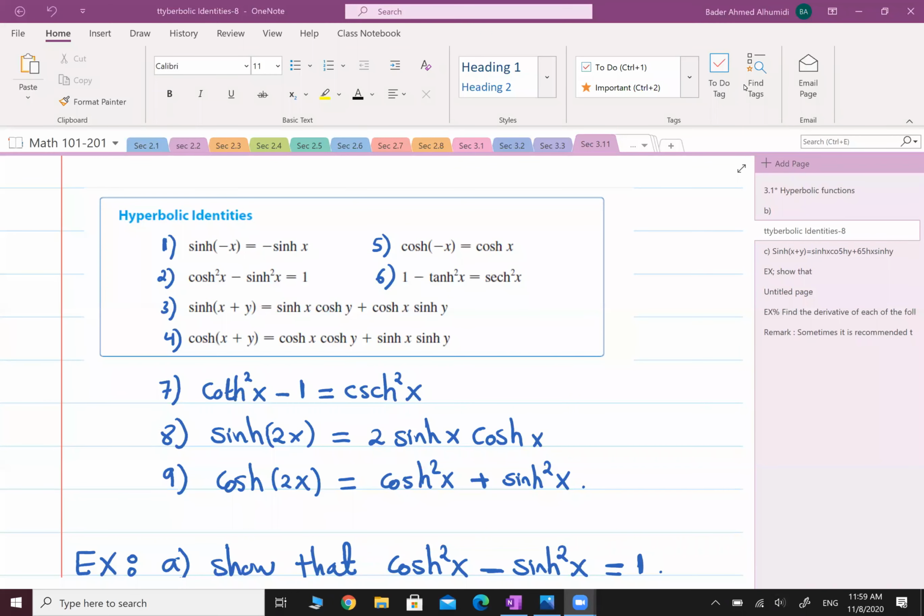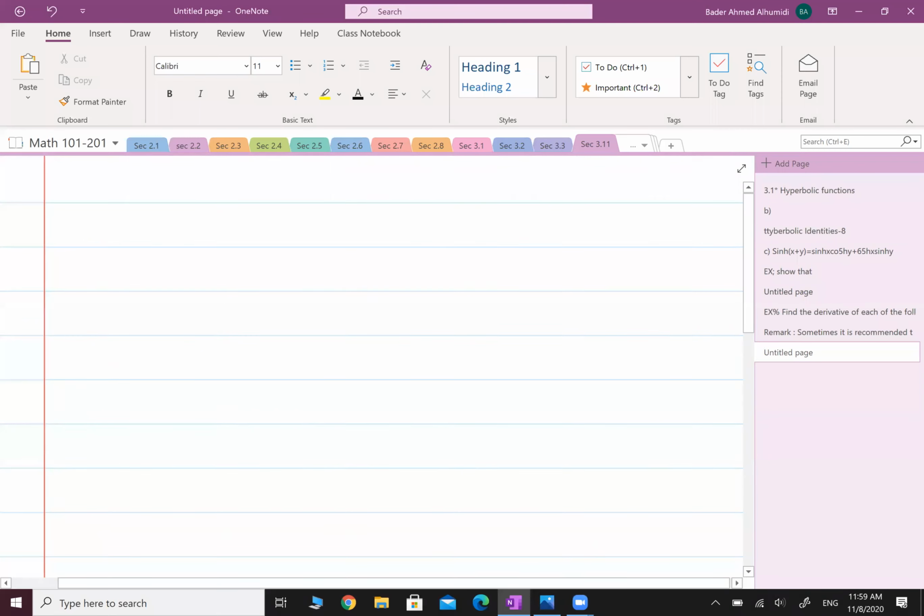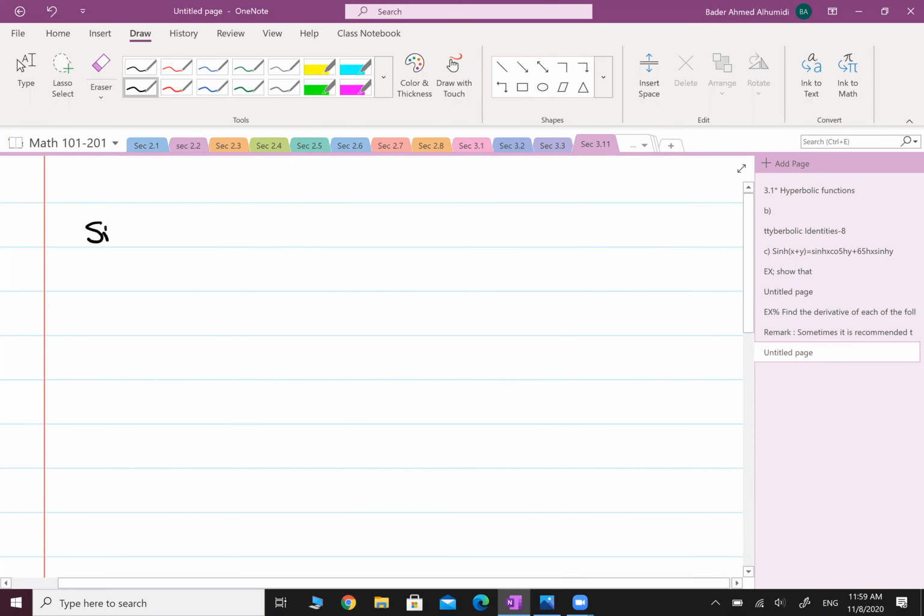Okay, if you remember, last time we defined the six hyperbolic functions. The first one of them is called hyperbolic sine of x, and we said this is by definition e to the power x minus e to the power minus x over 2. And we have the hyperbolic cosine of x. We define it to be equal to e to the power x plus e to the power minus x over 2.